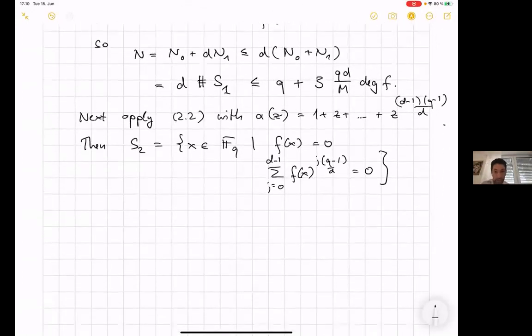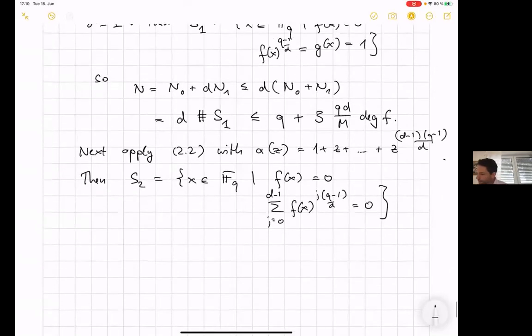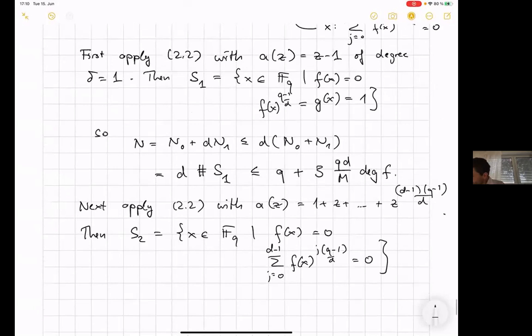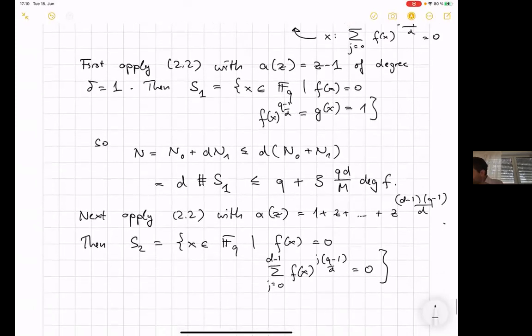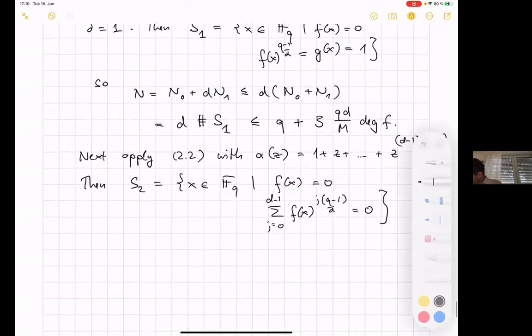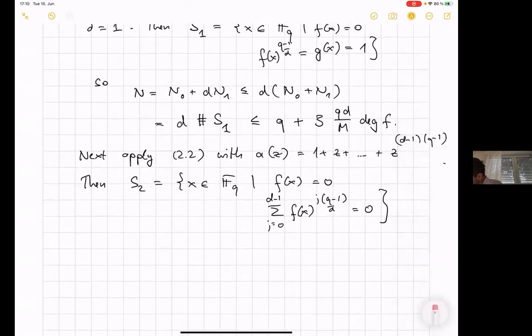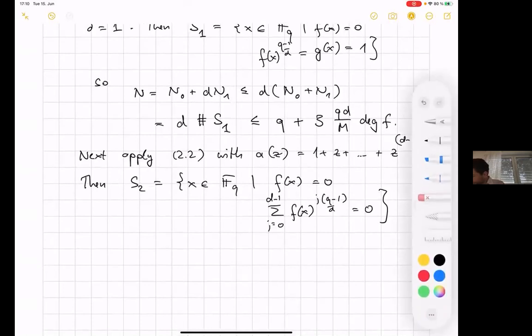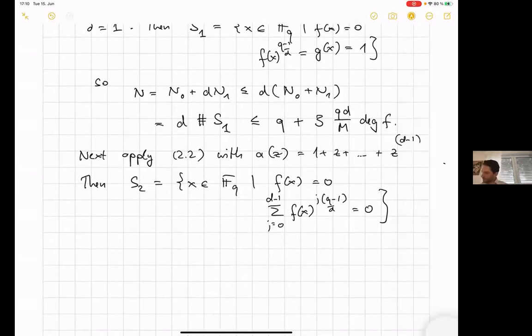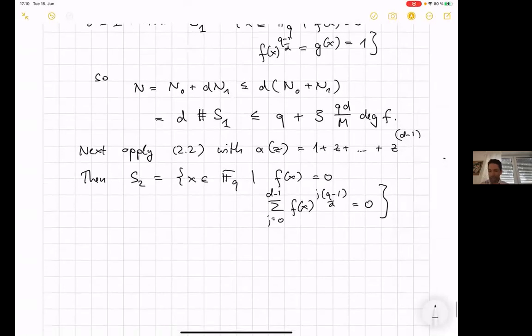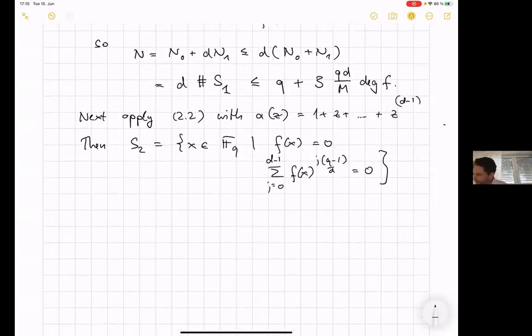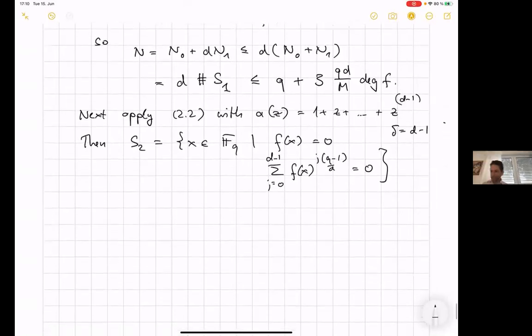Valentin, is that last entry in A actually just z to the d minus 1, because we apply it to G, which already has the power q minus 1? Oh yeah, absolutely, thanks. Of course. It should just be a geometric series up to degree d minus 1. So the degree of that guy is d minus 1. So delta is d minus 1. Yes, correct.